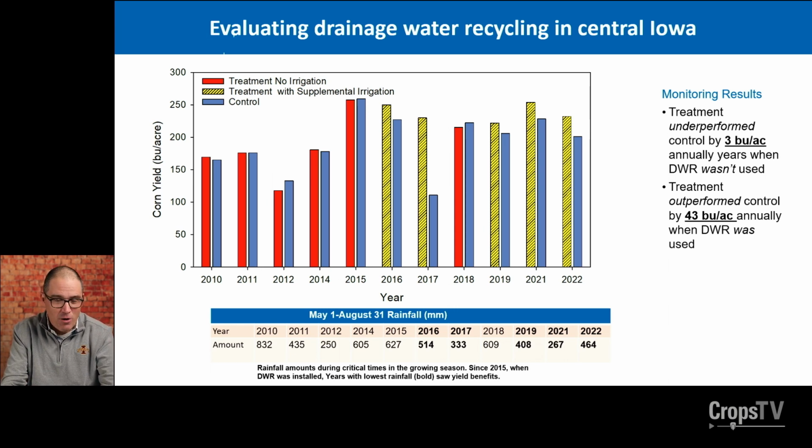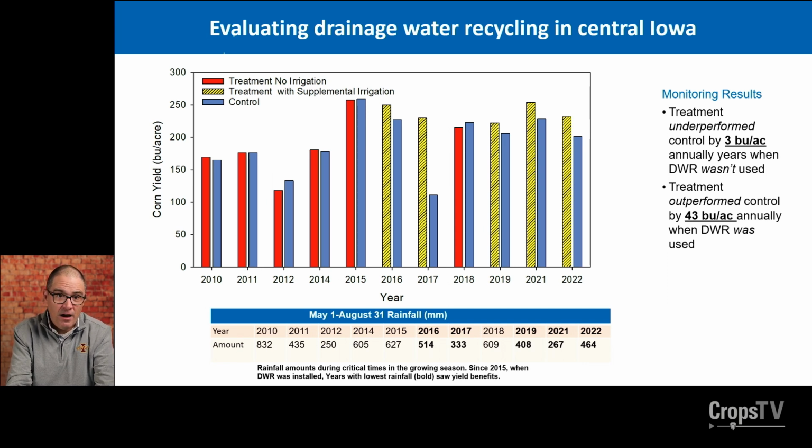Another water quality practice, Matt, but what does it do for helping us on farm? Well, this drainage water recycling is one that has the potential to help us on farm through supplemental irrigation. And we're still looking at the 2023 data, so be on the lookout for that. We're going to continue to evaluate at these three sites going forward and maybe some more sites.